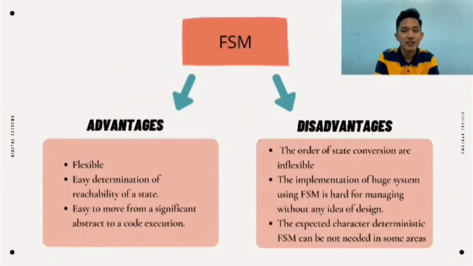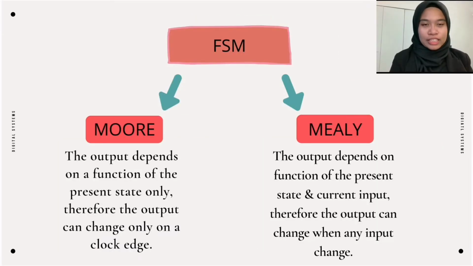The advantage of a finite state machine is that it is flexible. The next one is that it is easy to move from a significant abstract to a code execution. The disadvantage of a finite state machine is that the order of state conversion is inflexible. The other one is that the implementation of a system using a finite state machine is hard to manage without any idea of design.